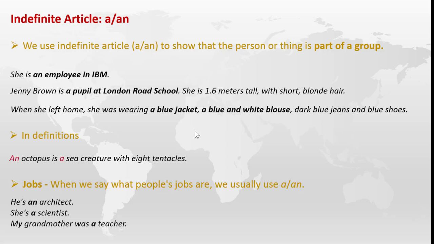Next one, when we are talking about people's profession and jobs. He is an architect. She's a scientist. My grandmother was a teacher. Okay, or my father is a businessman. When we are introducing people's jobs, we need to use an indefinite article before the noun or the job.